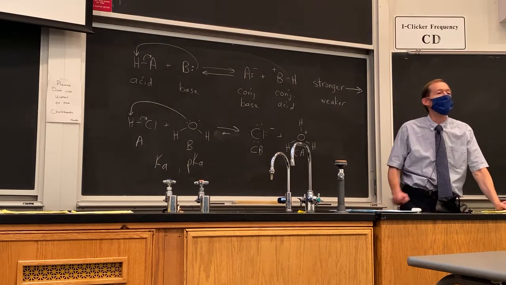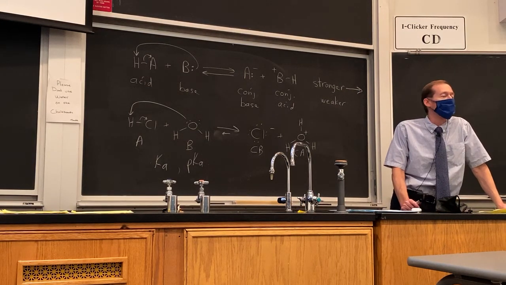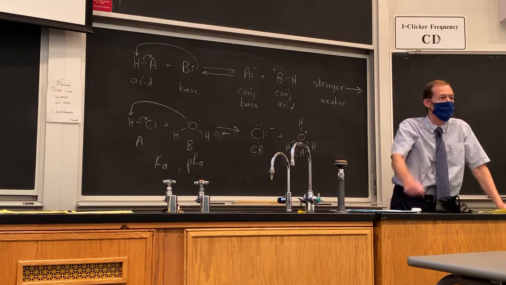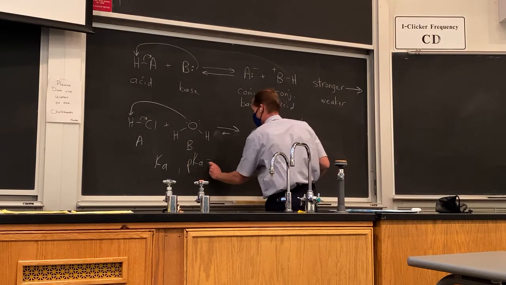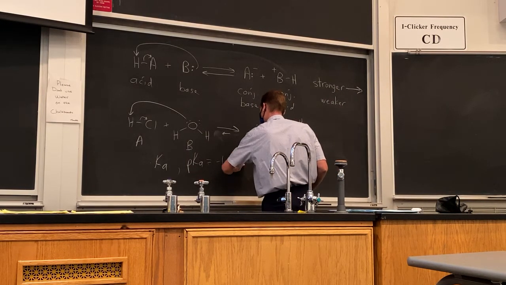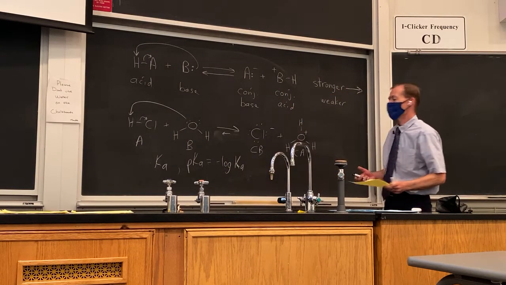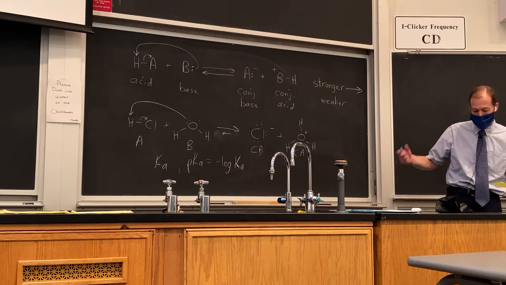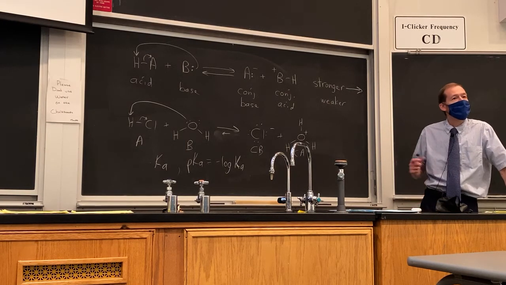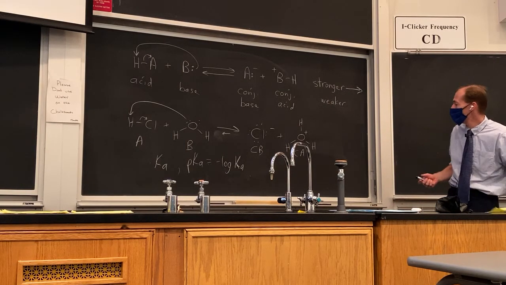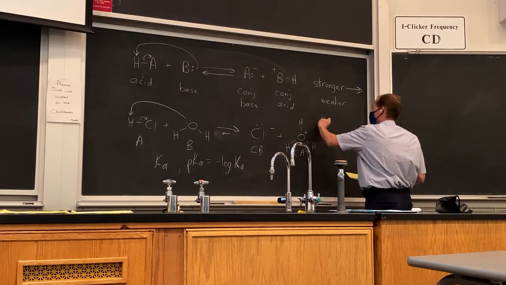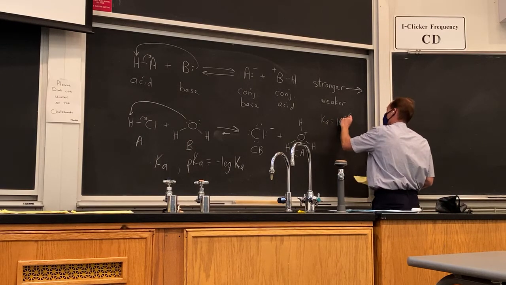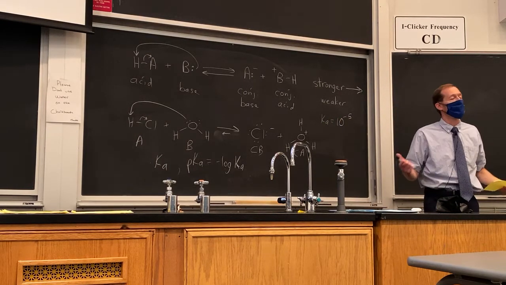What is pKa? Who can tell us what that refers to? Negative log of the Ka, exactly. Okay. So it's the negative log of the equilibrium constant for the acid-base reaction. Okay. So let's say we had an acid-base reaction with a weak acid as our acid, and our Ka, let's say Ka is 10 to the minus fifth. What would our pKa be?